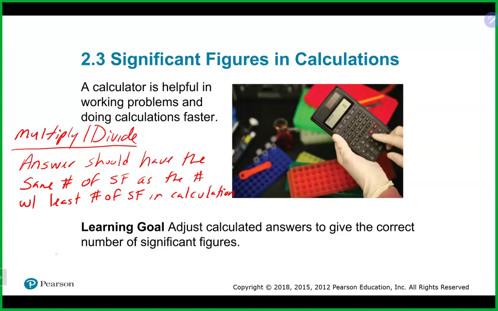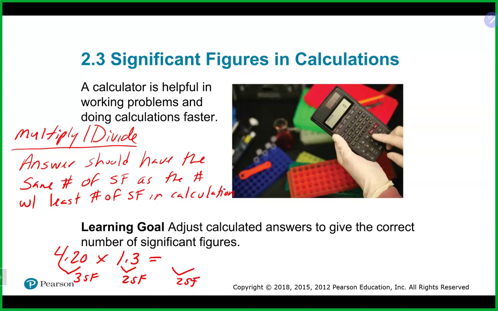So if I take 4.20 and times it by 1.3, I am multiplying, right? And this number has how many significant figures? 3. This number has how many? 2. That means my answer should end up with 2 significant figures.